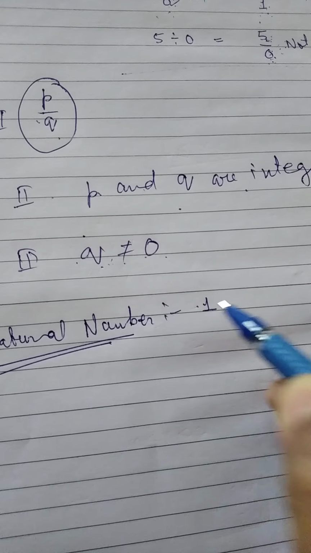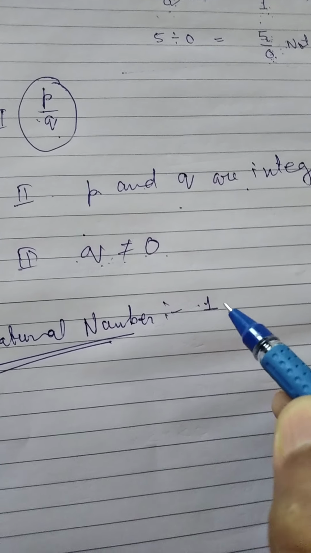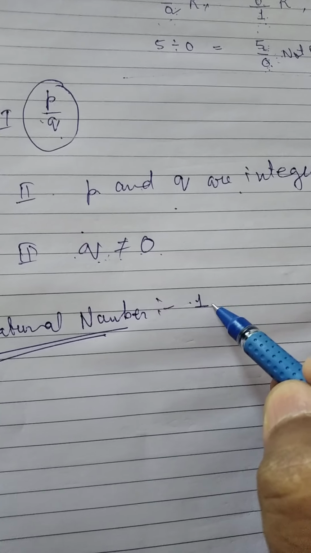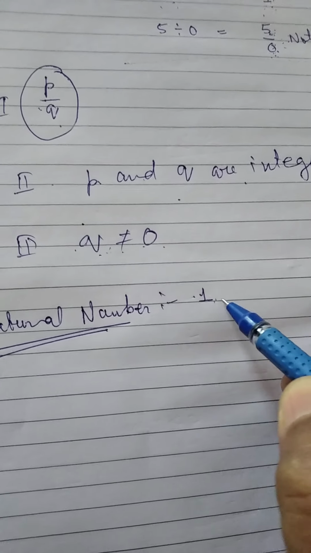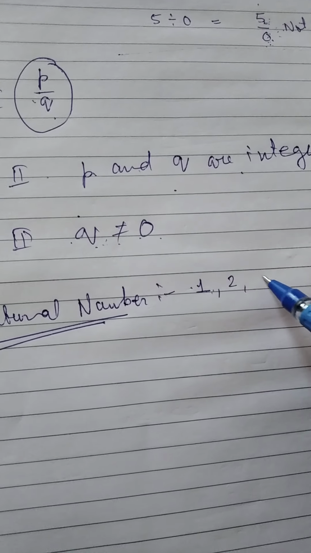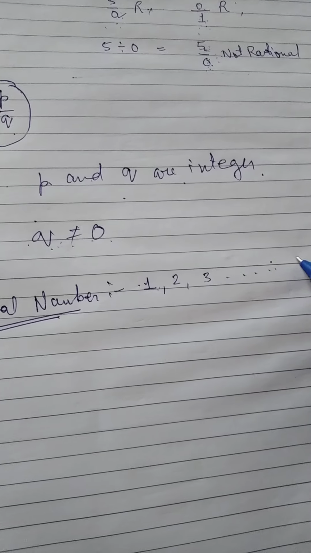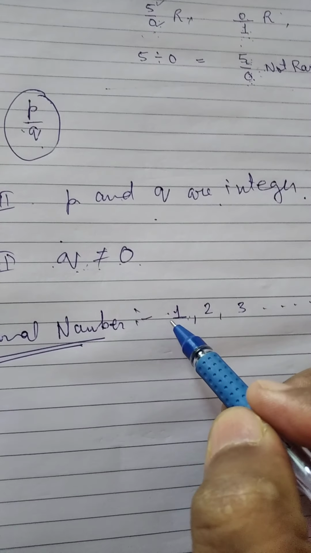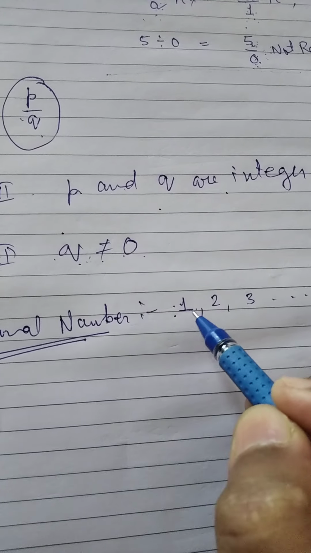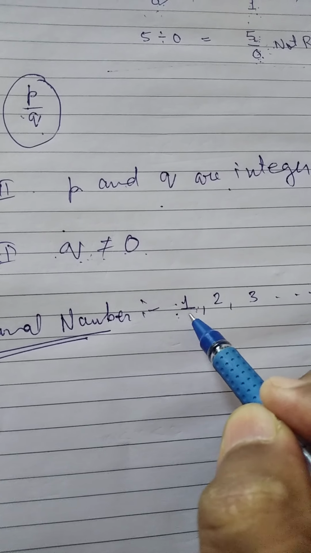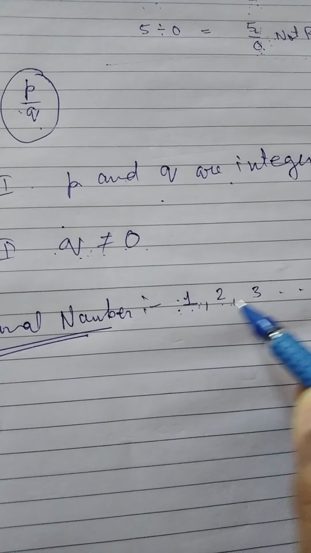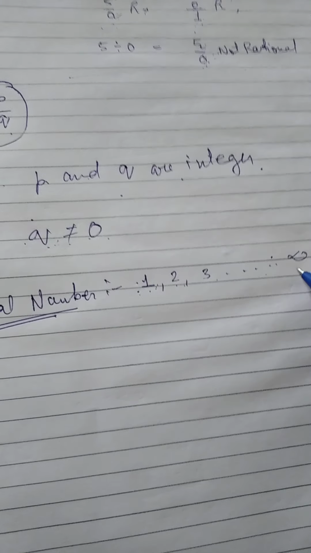0 is not a counting number. So it means the smallest counting number is 1. Then you can see 2, 3, 4 like this, to infinity. So the smallest natural number is 1. Then 2, then 3. So these are the natural numbers.